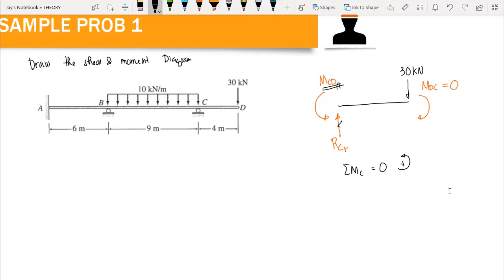So we have this length of 4 meters. That means we have MCD, that's positive, minus 30 times 4. And MDC, we may not include anymore because this value is equal to 0. So we have only the 30 kilonewton force and MCD, and this equals 0. So we have MCD is equal to 120 kilonewton meters.